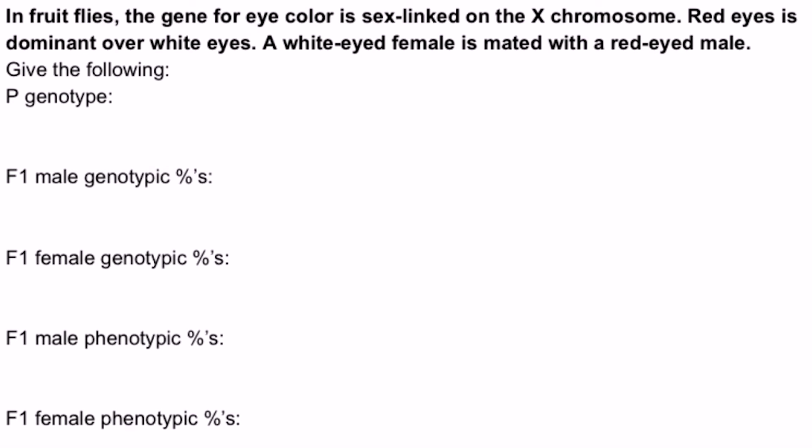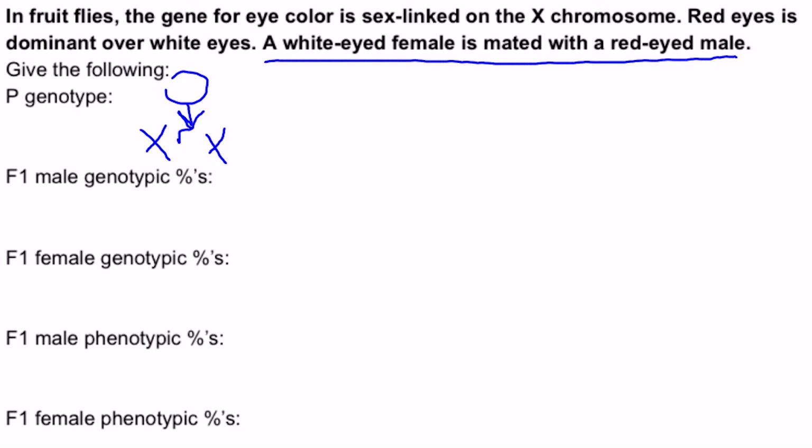So when we're making the P genotype, we have to keep this in mind. As we see for the female, it is X with a little r and X with a little r because she's white, so she has to receive both of the non-dominant alleles. And for the father, we have X large R and Y because he's red and he only receives one allele, so that has to be the dominant one.